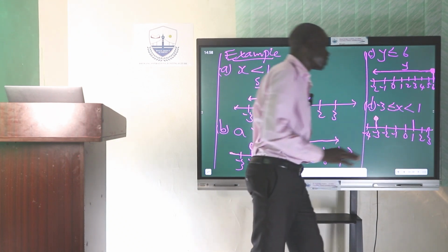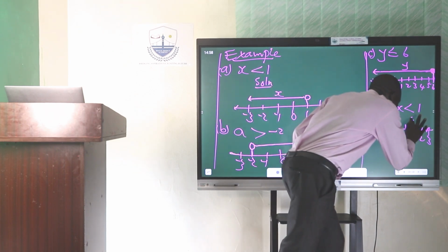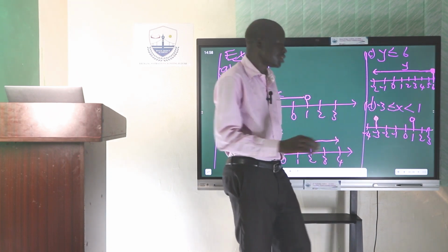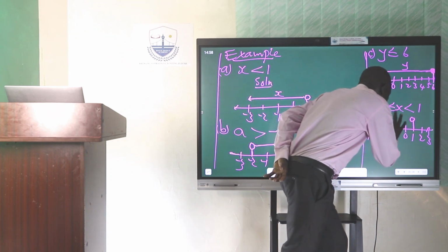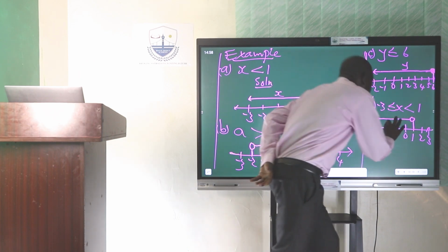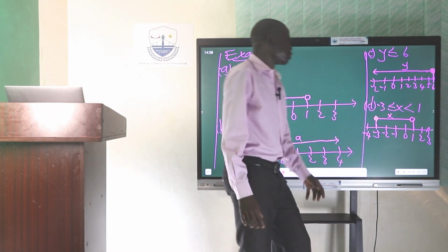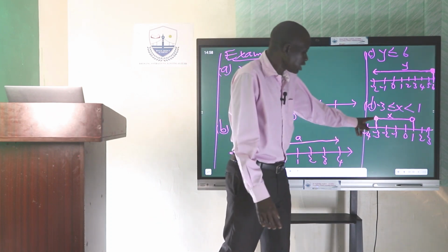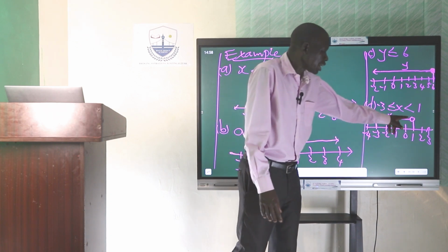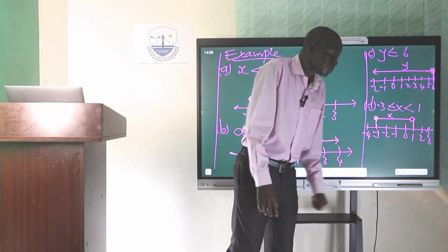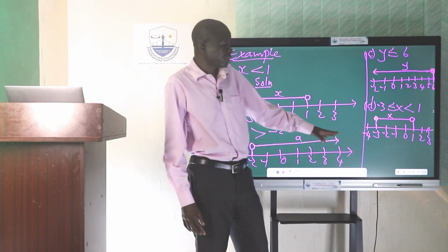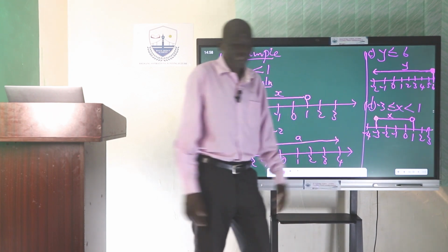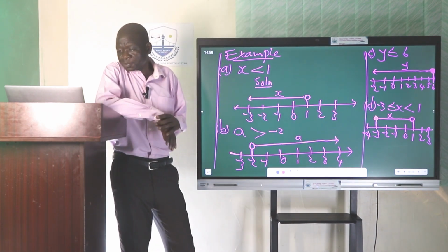This is a less than sign, so we use an open circle. We draw an open circle, we don't shade it. Then we join this one to this, and then we put the x. So it means that x is a figure which starts from negative 3 and ends at a figure which is less than 1. So that's how we represent it.